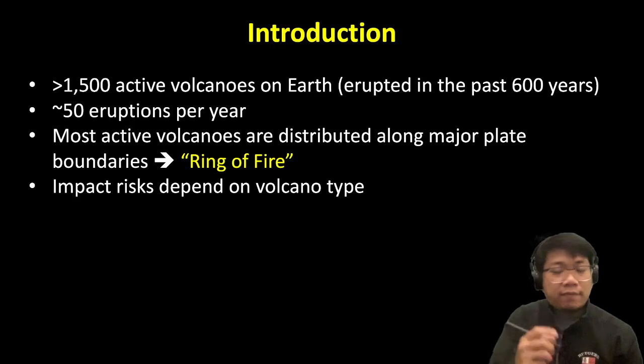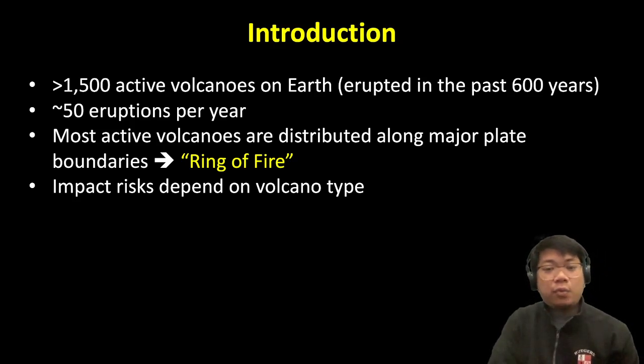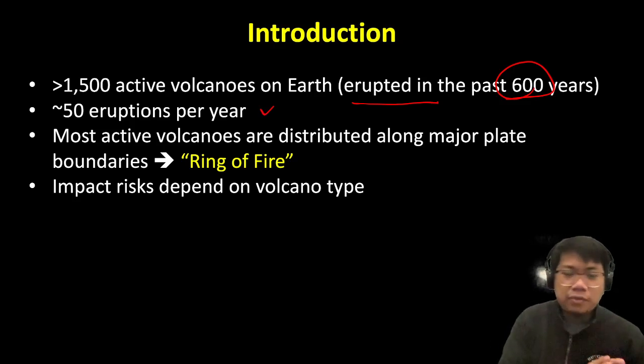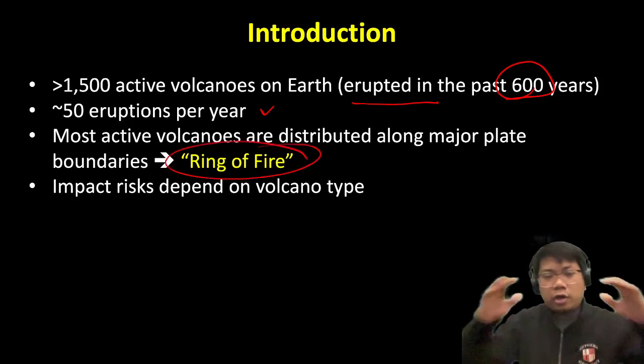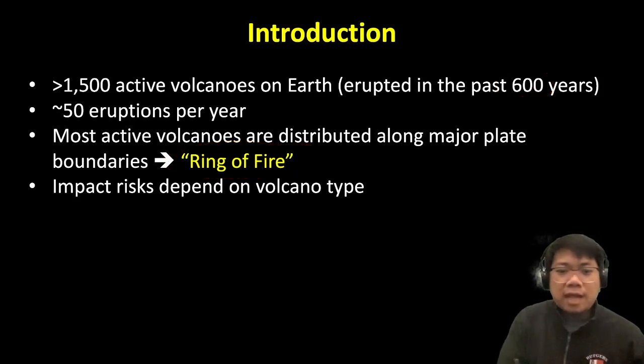Introduction. Well, first of all, there are more than 1,500 active volcanoes on Earth, so there's a lot of them, and they erupted in the past 600 years. And on average, there have been 50 eruptions per year. Okay, and most active volcanoes that are located on Earth are distributed along major plate boundaries, which is called the Ring of Fire, and the Ring of Fire is located in the perimeter of the Pacific Ocean. And later on, you will also learn about the types of volcanoes.